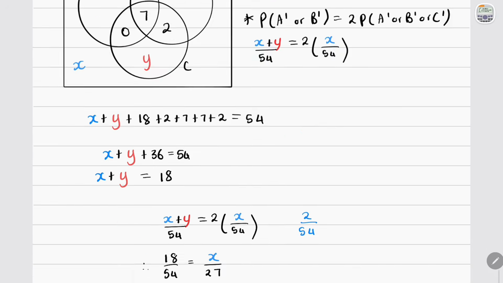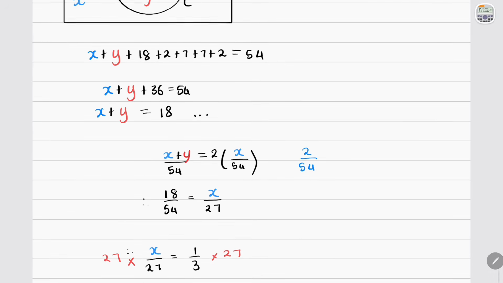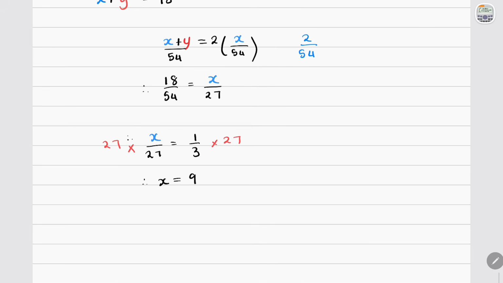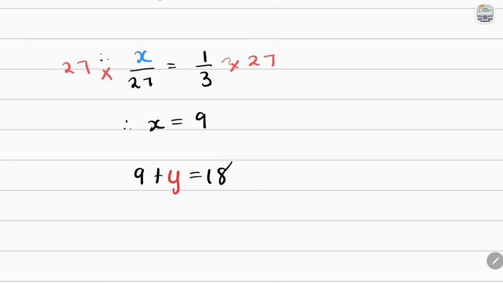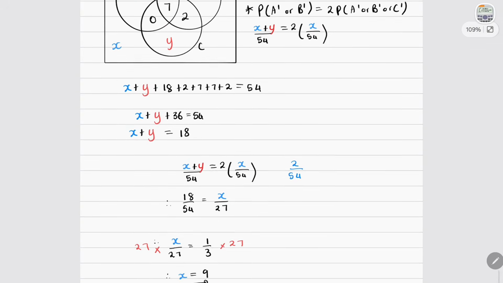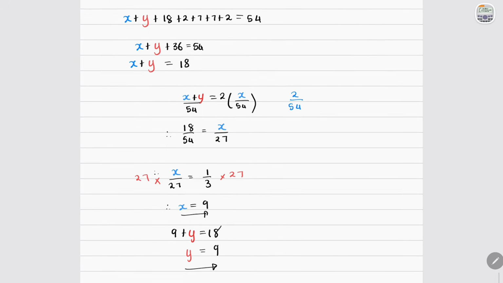Now we can also find Y. Remember how X plus Y is like a simultaneous equation. We know that X plus Y is equal to 18, so X is 9, plus Y is equal to 18. To solve for Y, we take 18 minus 9, which gives you 9. So these are our two values: X is 9, Y is 9, and now we can finally fill in that Venn diagram. This should be 9 here, and that is 9, and that's going to fit everything we have. So that is our answer.